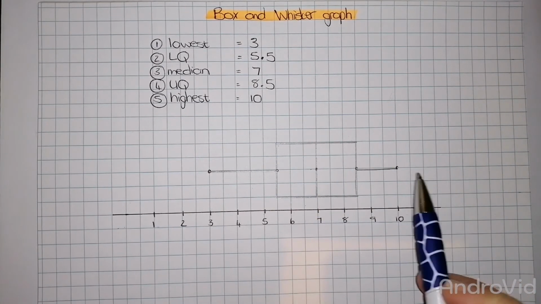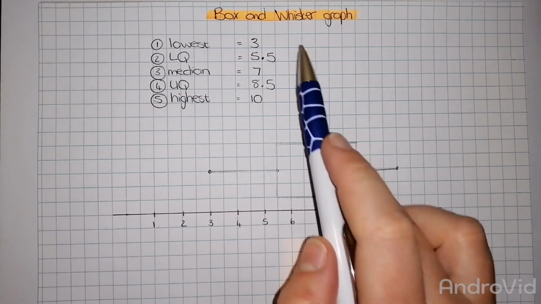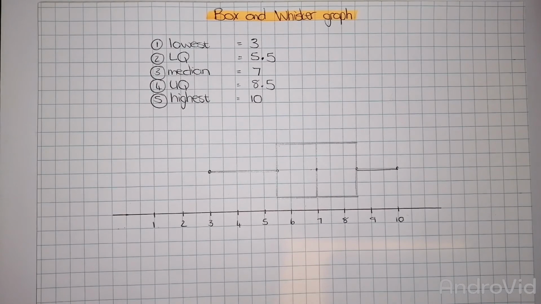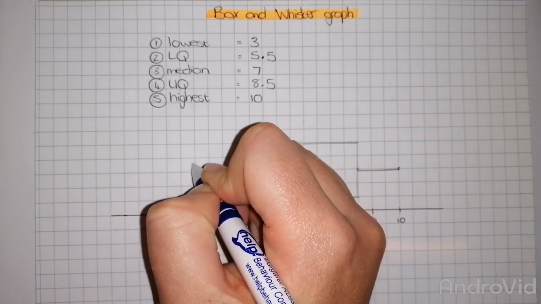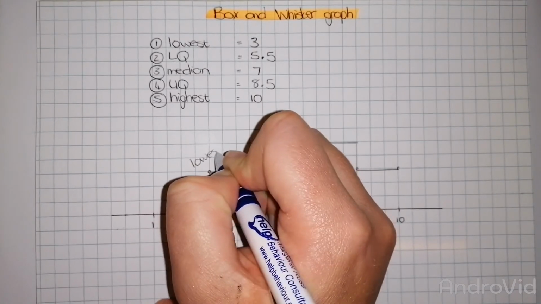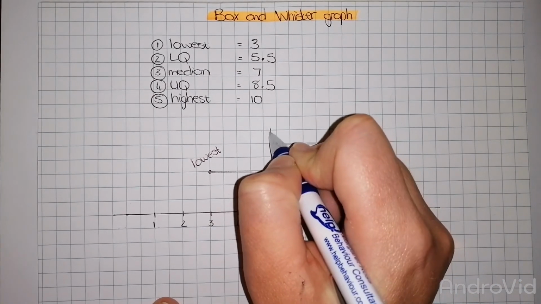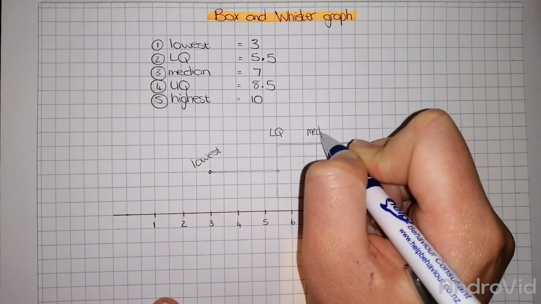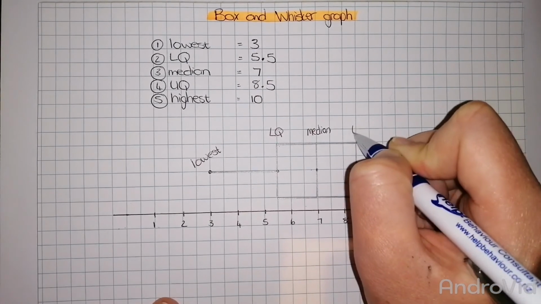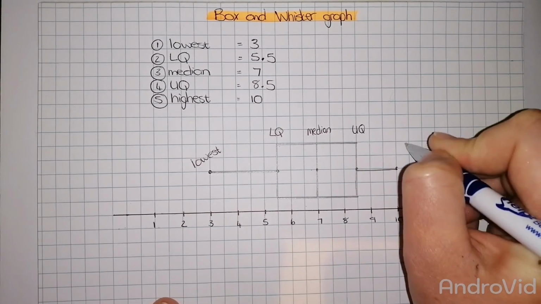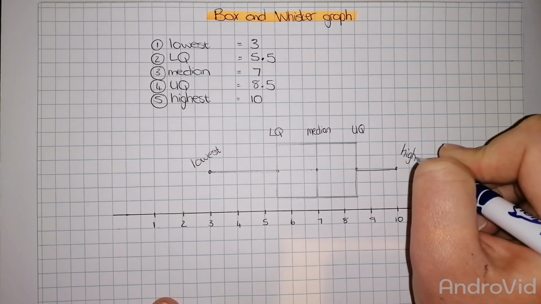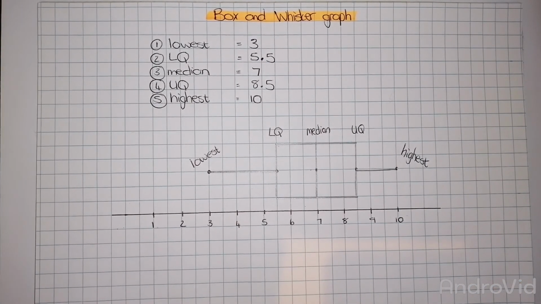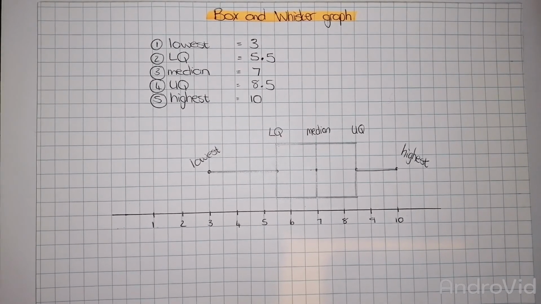When we look at this, all these dots indicate the 5 significant figures that we need to have in this box and whisker graph. So this is the lowest, this is the lower quartile, this is the median, the upper quartile, and the highest. And that is how you find the values and draw a box and whisker graph.